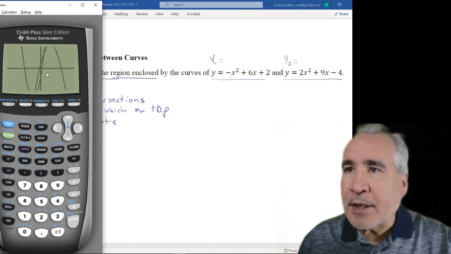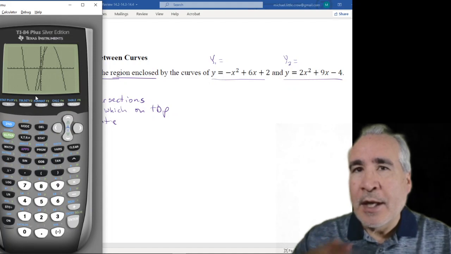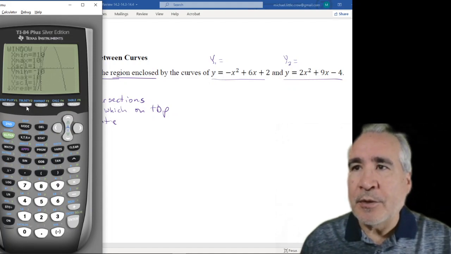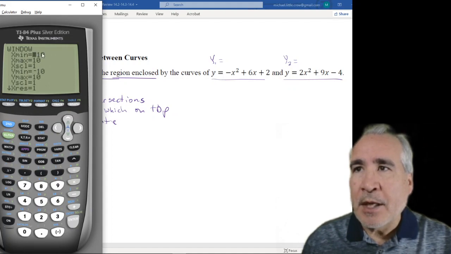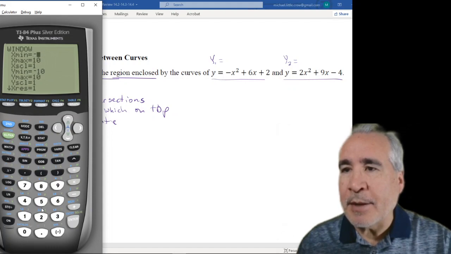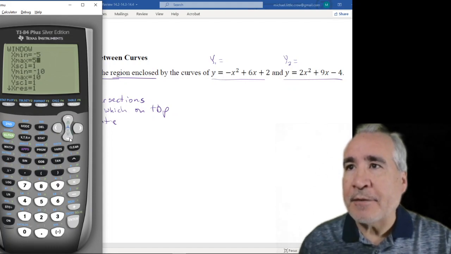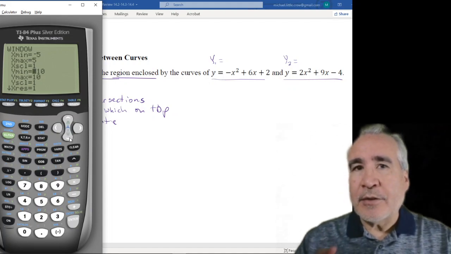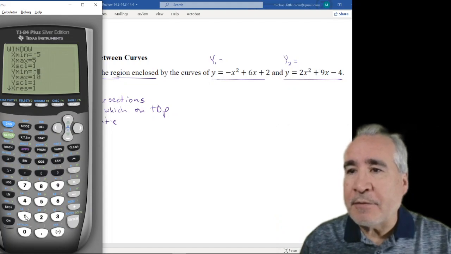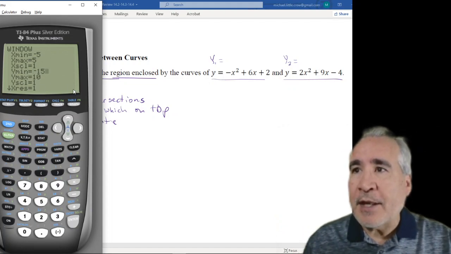From the top, though, I don't see this bottom intersection, and I want to see that. So I'm going to bring the bottom of my screen down as well. We'll do that all with the window key. So I'm going to bring the sides in. That's the x. X minimum is going to be minus 5. X max is going to be positive 5. And then my y minimum, that'll bring the bottom of my screen down. Let's make that negative 15. I think that should be enough. I was satisfied with the top. We'll leave that at 10.